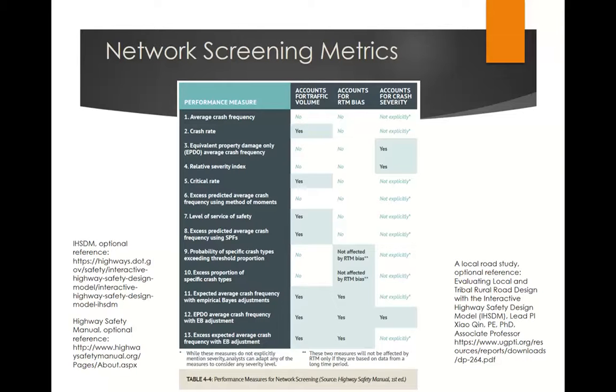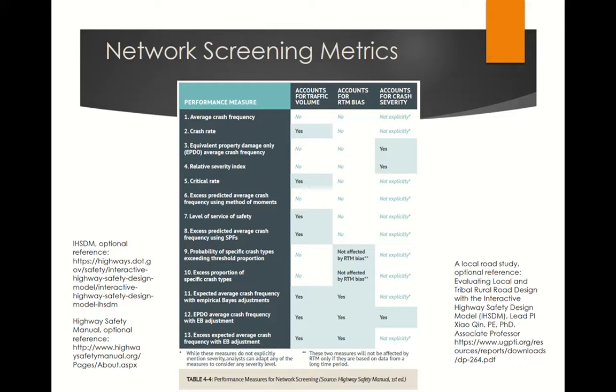Here's just a comparison of those network screening methods, and I've included a couple of references down here for you: the Interactive Highway Safety Design Manual and the Highway Safety Manual. I also noted a study that we did here with an expert that I'm certainly happy to contact if any of you are interested in pursuing some of the EB methods or some of the other more advanced engineering approaches to the safety topics. He would be more than happy to visit with you or perhaps consult on some type of project. And we also have some other universities that we work with.